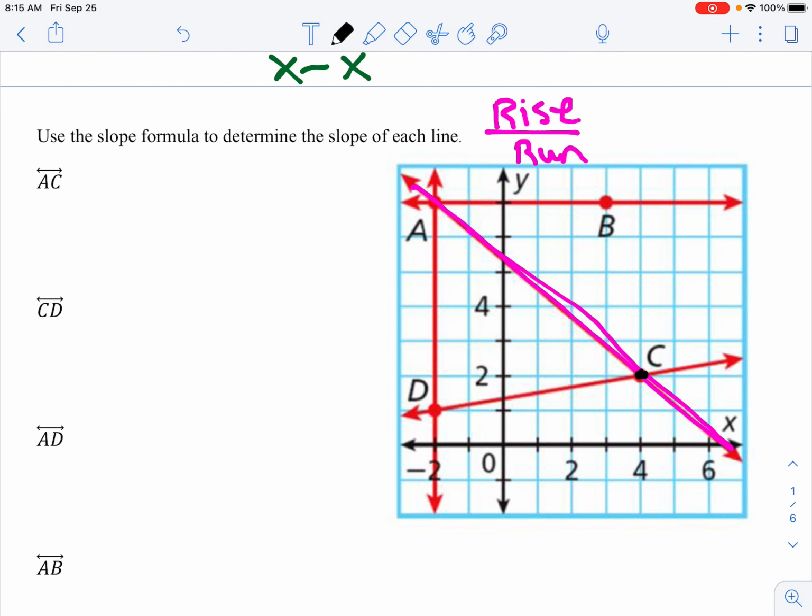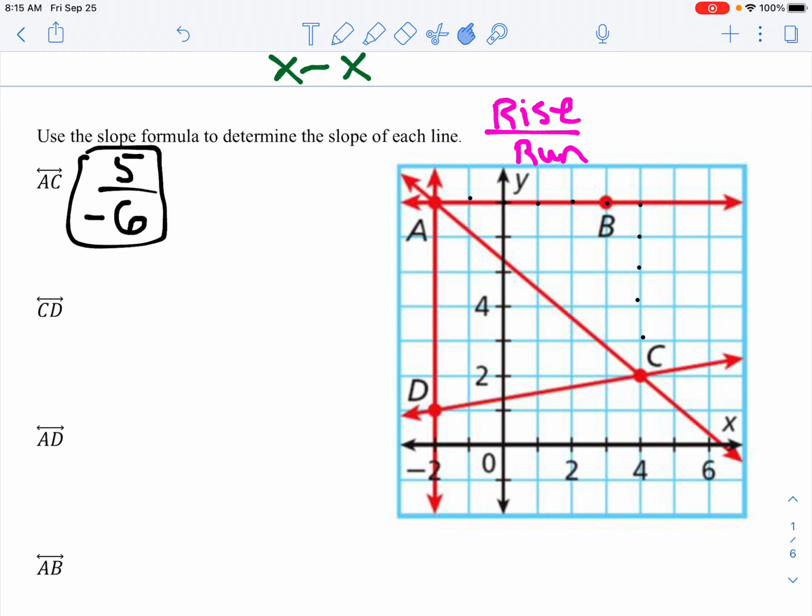So let's say I start at point C, and my goal is to get to point A. I'm going to go up 1, 2, 3, 4, 5. So I went up 5. And now I'm going to go left 1, 2, 3, 4, 5, 6. Left 6 would be negative. I cannot reduce it. So we have our first slope of 5 over negative 6 for line AC.